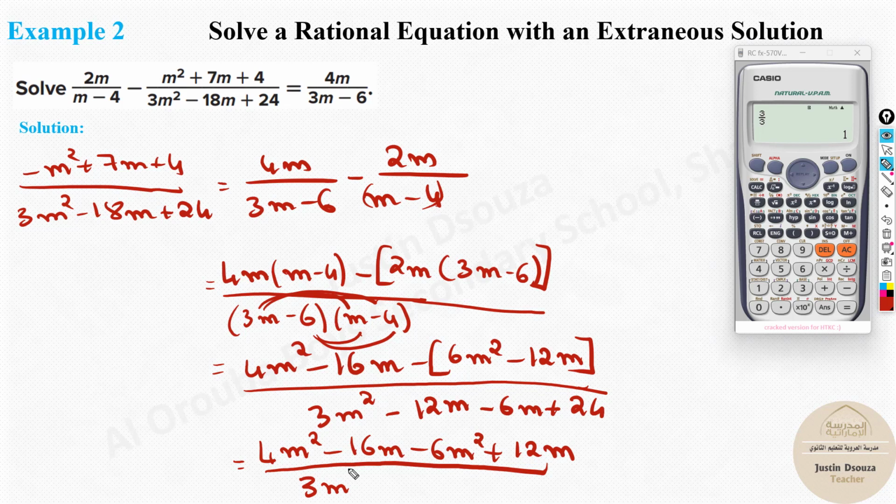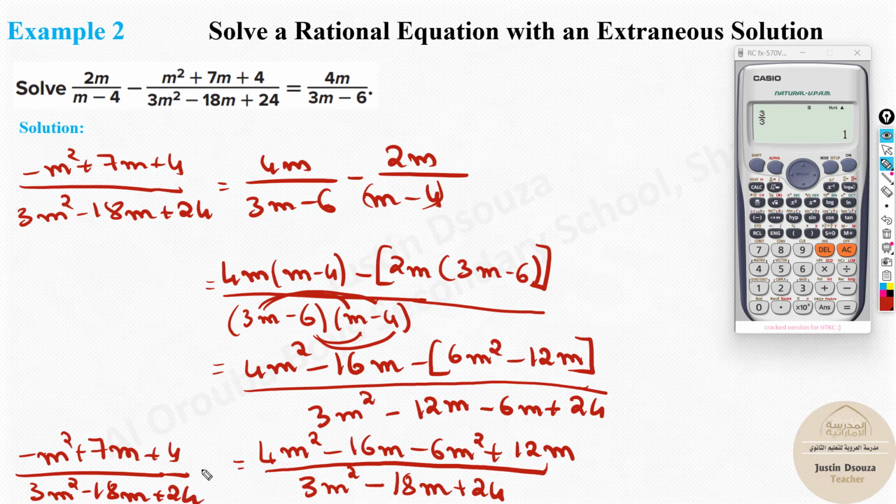Here it will be 3m squared, minus and minus will be adding the terms. Sorry, it'll be 18 here, 18m plus 24. And let's look at the left side, and it is minus m squared plus 7m plus 4 divided by 3m squared minus 18m plus 24. Now you can see the denominators are the same on both sides. So this denominator cancels off with this denominator.